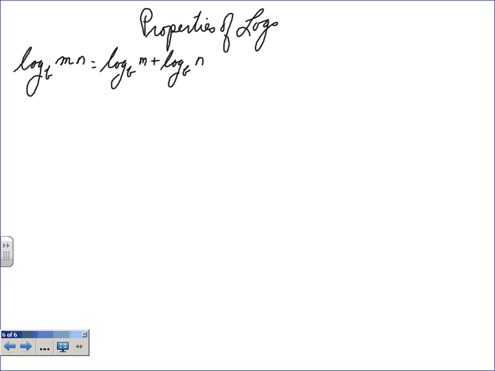Let's say that we have, let's take any base, 5, of xy. And we want to write that in expanded form. I can write this as log base 5 of x plus log base 5 of y. So it's really that simple.